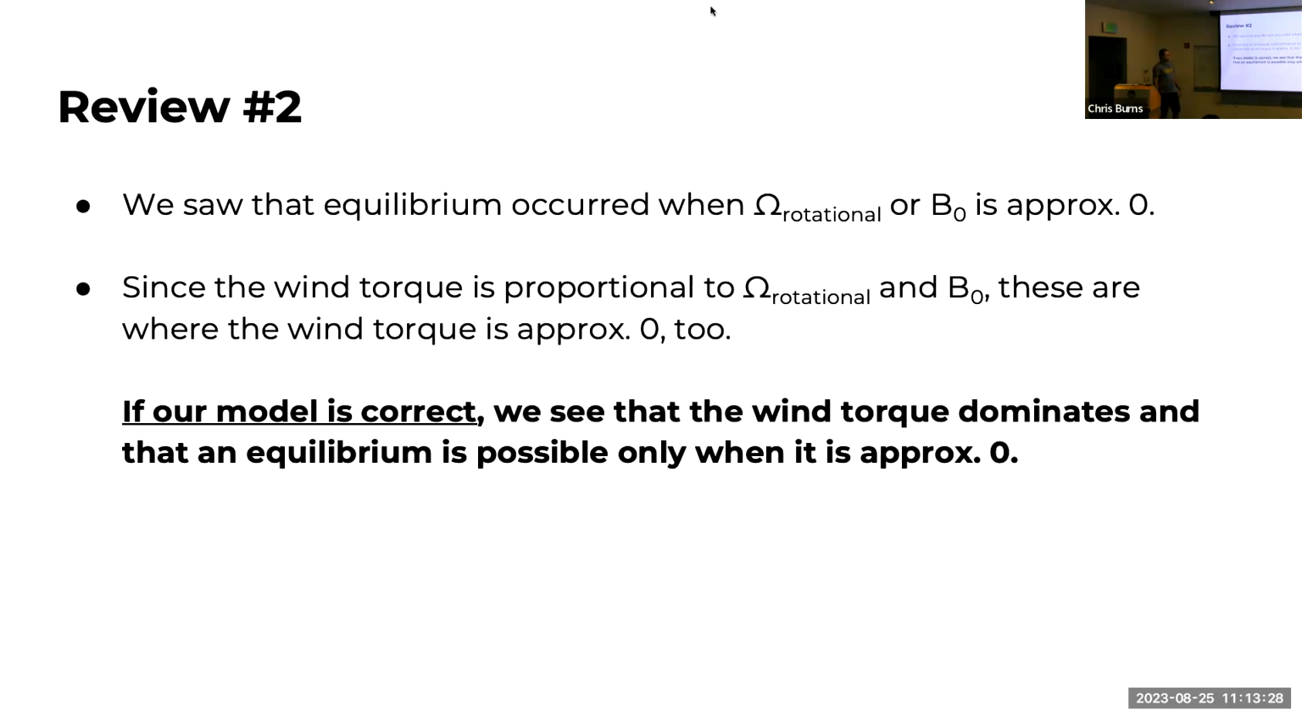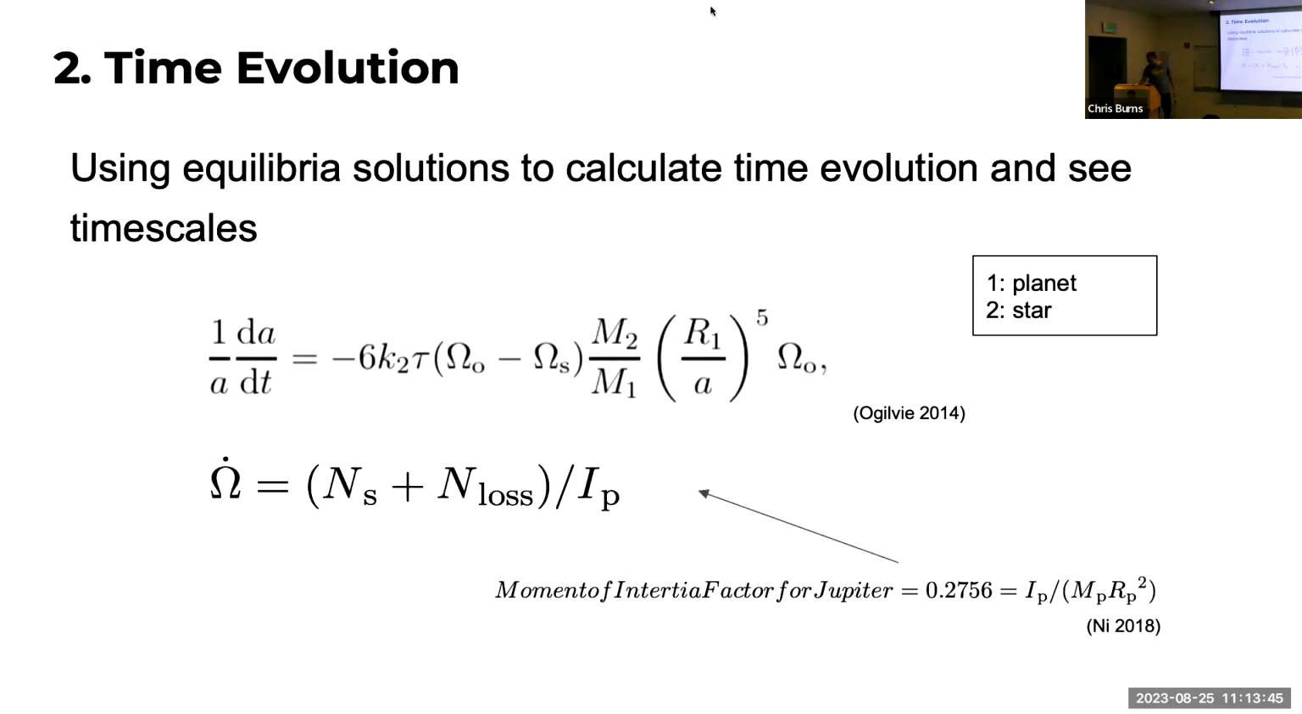Since the wind torque is proportional to these 2 parameters, these places are actually when the wind torques are approximately 0 as well. And if our model is correct, we see that the wind torque dominates and that an equilibrium is only possible when it's approximately 0. We also wanted to see time evolution, so I used some equations and the torque equations I previously had.